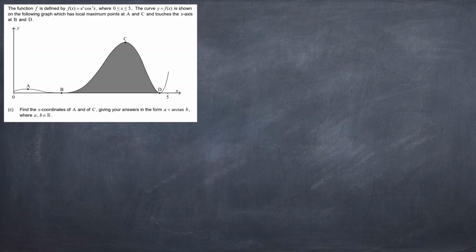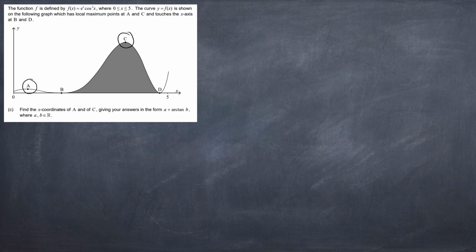Now the next problem. It is a bit of a complicated problem, but if you know the basic concept, then it will be very easy for you. The function f is defined by f(x) equals e to the power x cos square x, where the value of x is varying from 0 to 5. The curve y equals f(x) is shown on the following graph, which has local maximum points at A and C. So the local maximum points are at this point and this point.